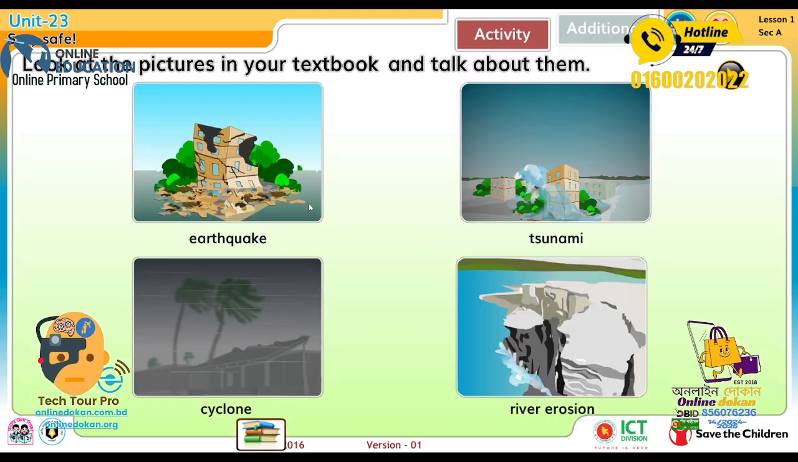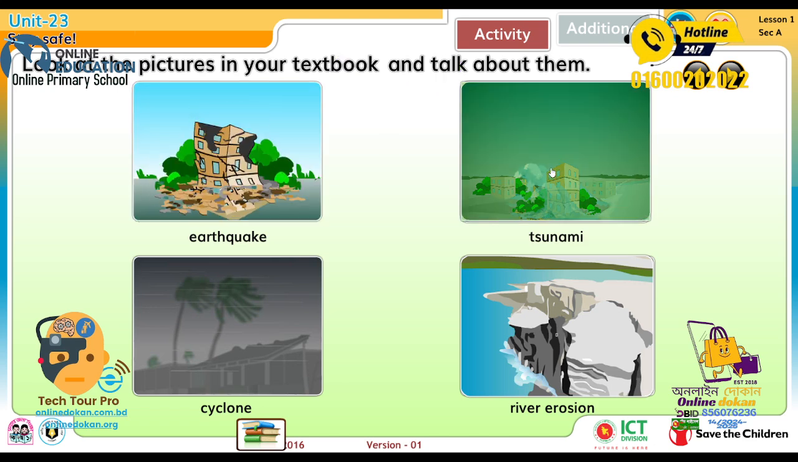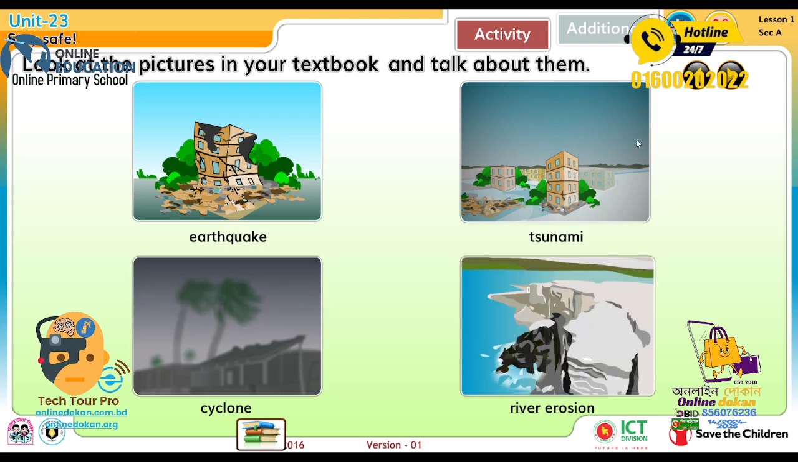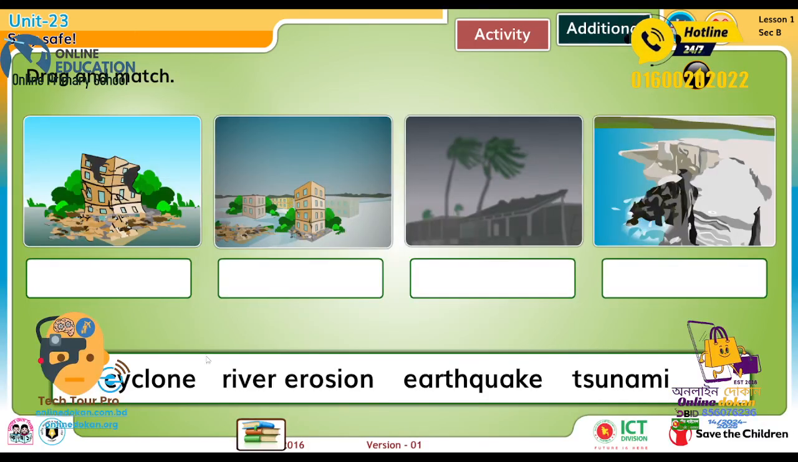Look at the pictures in your textbook and talk about them. Click on the picture. Earthquake, tsunami, cyclone, river erosion. Do activity B from your textbook. Drag and match.